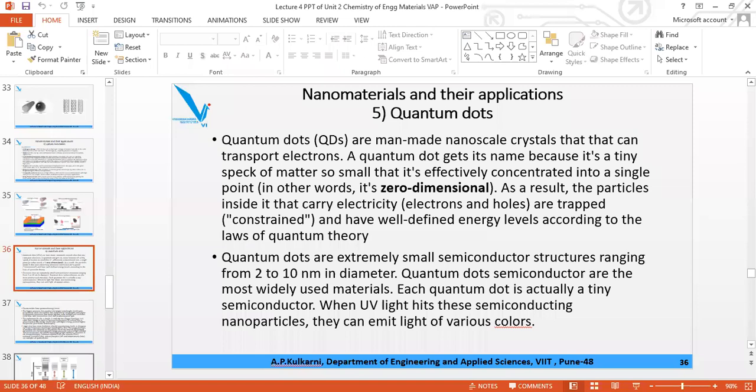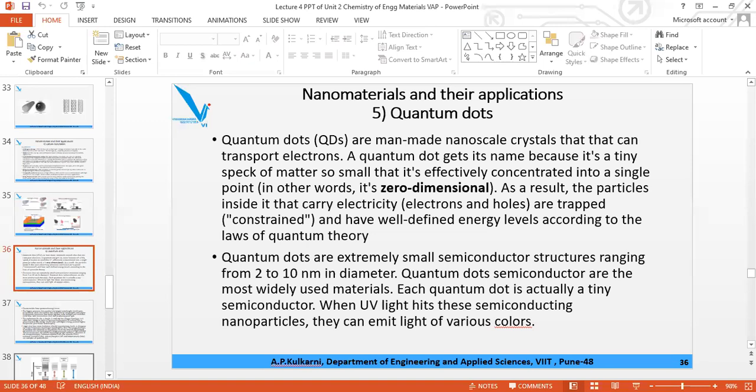Now here it doesn't orient in any specific direction, and therefore it is called zero dimensional. Just imagine that you are going to write a dot, a full stop. It doesn't orient in any direction, so it is zero dimensional, very small. It is a carrier of the transport. It can transport electrons and holes, and because of the small size, it can act as a carrier for the electrons and holes.